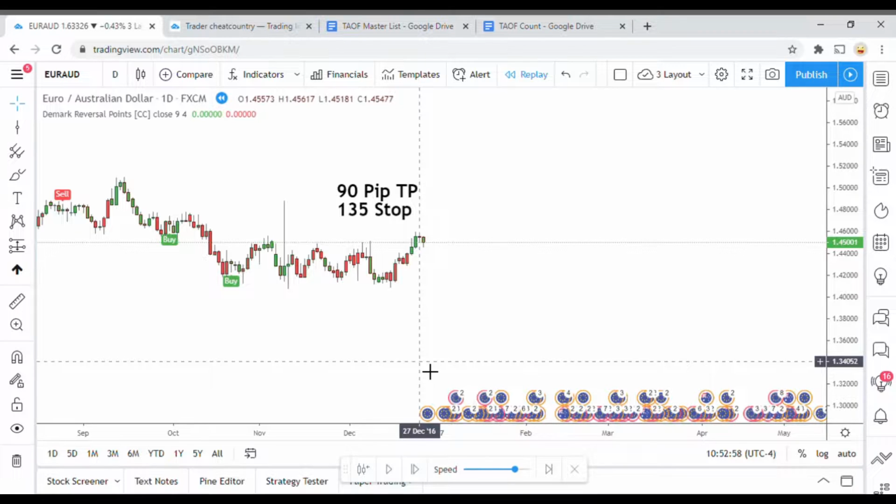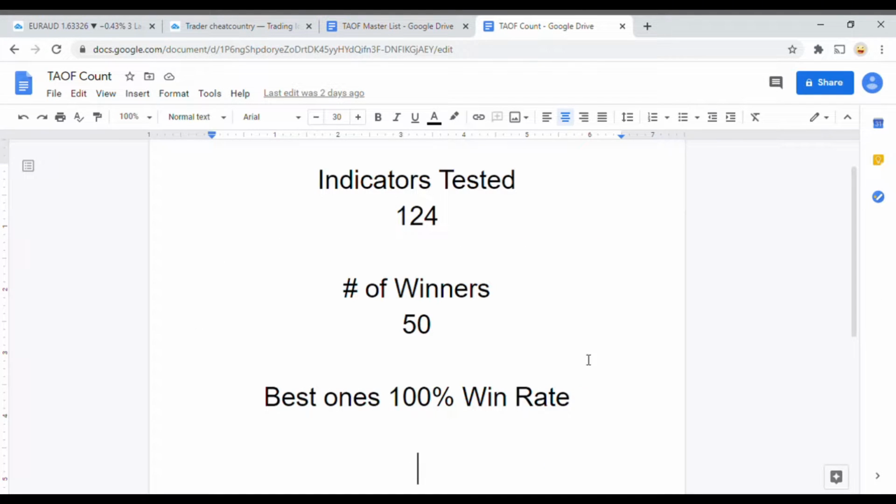Alright, as I said, today we will be testing the Dmarc reversal points indicator. But before we do, I wanted to put the indicator scoreboard up for everyone to see. So to date, we have tested 124 indicators. And out of those 124 indicators, 50 of them have been winners, which means that they have met or exceeded the 60% win-loss ratio threshold that we have set for them. The best ones so far were able to achieve a 100% win rate.